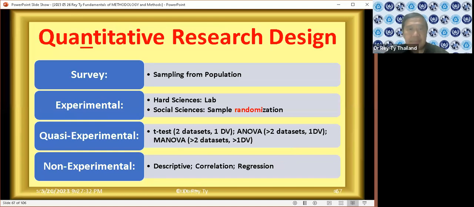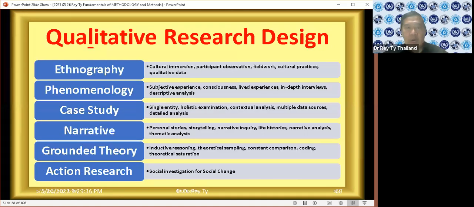Maybe I have an example for this. Quantitative research, you do survey, experiment, non-experiment, quasi-experiment. Qualitative research, these are some research designs. Ethnography, you go to the field, live with the people, eat with the people. Phenomenology is very subjective. It's not wrong, it's one way of doing research. Positivist is very objective. Phenomenology is my meaning.